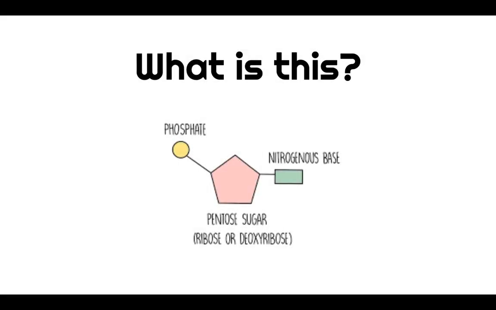What is this? I see a phosphate, a sugar, and a nitrogenous base. So I have three parts that make up this thing called a nucleotide, and a nucleotide is a subunit of a nucleic acid.